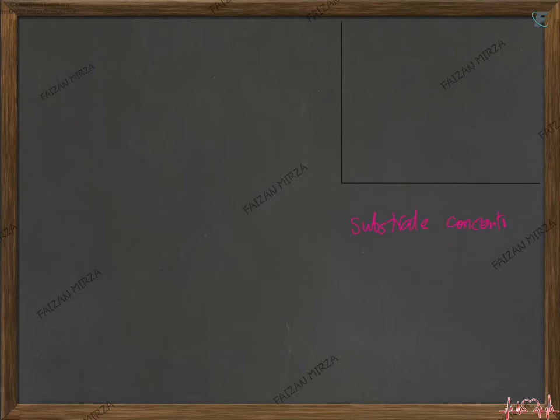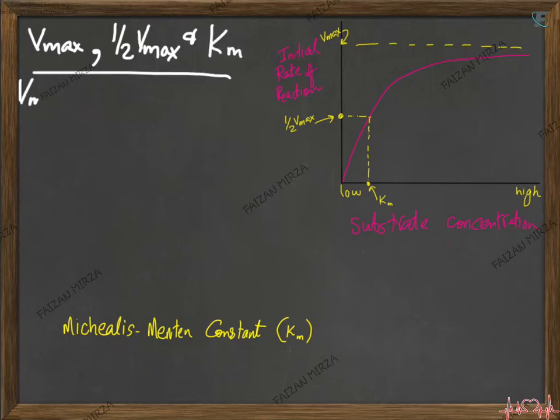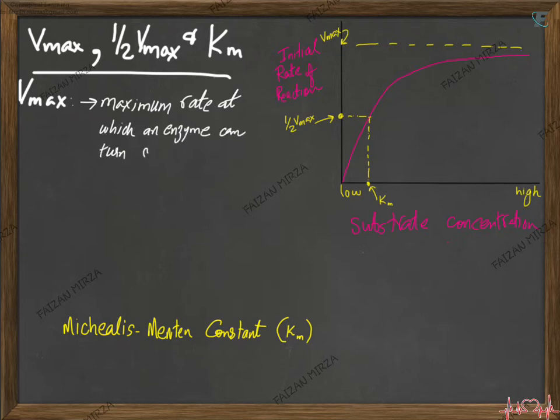The substrate concentration is taken on the x-axis, and you can see this graph going from low to high. This is the initial rate of reaction which you are plotting on the y-axis. So the graph increases steeply. The maximum point which the graph reaches is the Vmax. That's the point where the maximum rate of reaction will be present. The 100% active sites will be occupied at Vmax. This basically is the maximum turnover of product formation. So that's the maximum rate at which the enzyme can function.